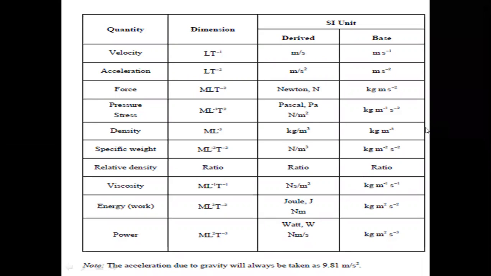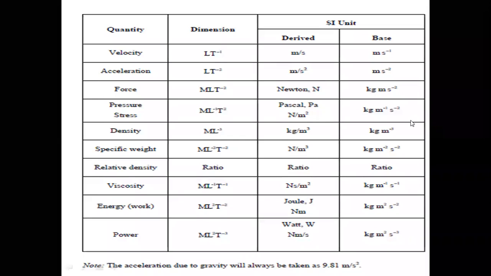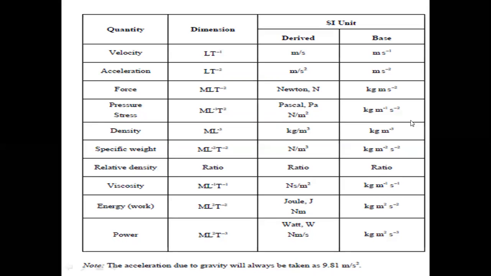Then what is the velocity? Velocity is derived, meters per second. That is L T inverse, meters per second. L by T means L T to the power of minus 1. Next, acceleration. What is acceleration? L T to the power of minus 2, meters per second squared, derived. Next, force.